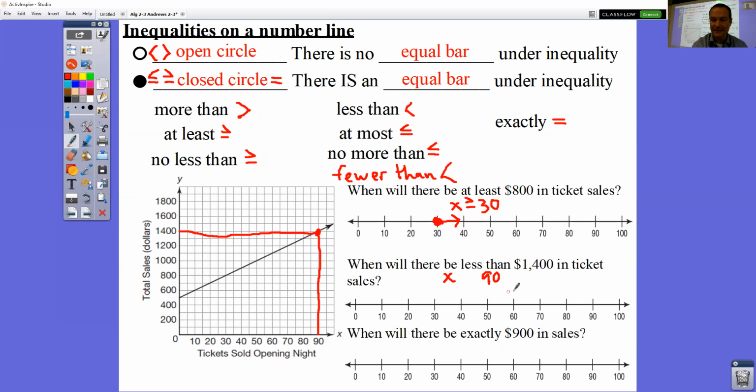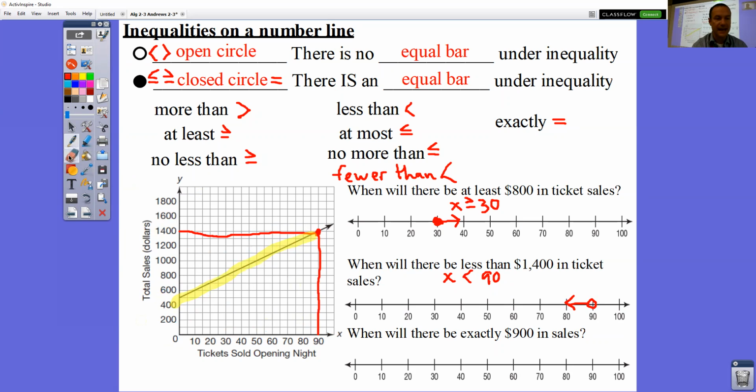When will there be less than $1,400 in ticket sales? So less than is the less than symbol. So when I go to graph it, I'm going to put an open dot, arrow going to the left. Again, the arrow points in the same direction as the inequality symbol. I'd be looking at all this. When will the ticket sales be less than 1,400? So 80 tickets, 70 tickets, 60, and so on and so forth.